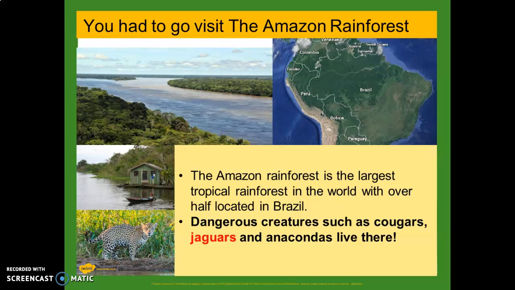You had to go visit the Amazon rainforest. The Amazon rainforest is the largest tropical rainforest in the world, with over half located in Brazil. Dangerous creatures such as cougars, jaguars, and anacondas live there.